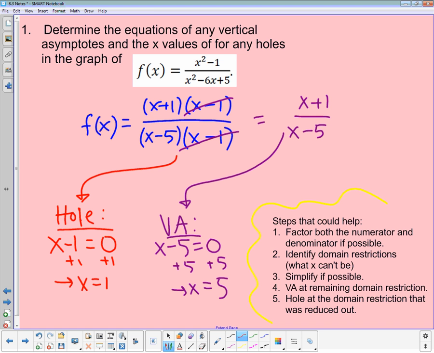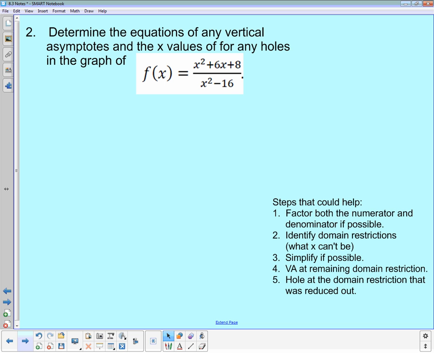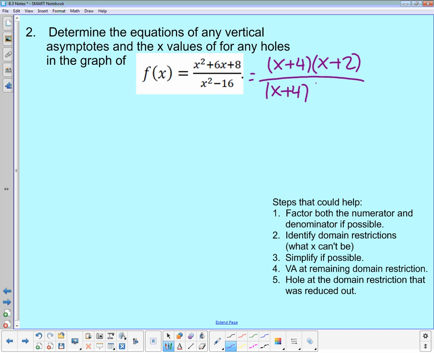Let's do one more example together in number 2. In number 2, I am looking at the equation x squared plus 6x plus 8 over x squared minus 16. So again, I'm looking for any vertical asymptotes and any holes. I'm going to start by factoring. When I factor the top, I end up with x plus 4 and x plus 2. When I factor the bottom, I get x plus 4 and x minus 4. I can simplify that by crossing out the x plus 4. That ends up being x plus 2 over x minus 4. So there's my simplified expression.